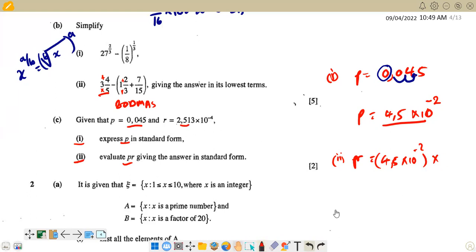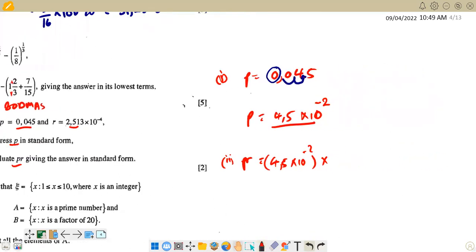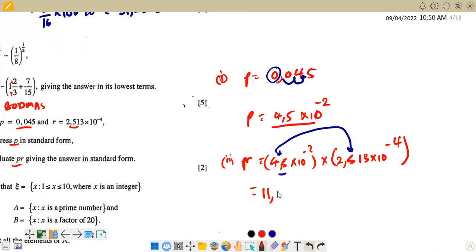So we can multiply to the value of R in this case, right? So this is going to be 2,513 multiplied by 10 to the power of minus 4. Okay, so this is what you're going to have here. So how do you multiply? Remember, standard form, you have to multiply these numbers together. These numbers separately. That is 4,5 times 2,513, and you're going to obtain something like 11,3085. That's what you're going to have.